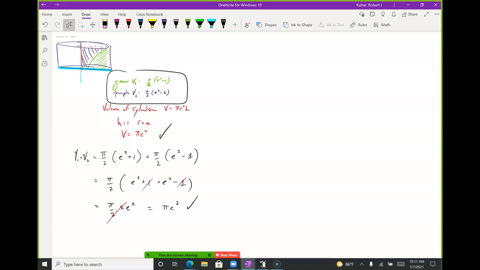What do you think? Disk method, all set? We are pretty clear on disk method? Nice. What's the main difference between disk and washer? Instead of a pi r squared, I'm going to have a pi times capital R squared minus little r squared. I'm going to take an outer circle and subtract off an inner circle. So I don't know if I really have to go over washer. I don't think I ever put one on the final, but if you want me to, let me know.